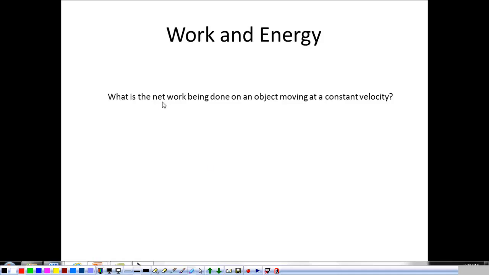So let's think about net work being done on an object that's moving at a constant velocity. Before I talk about the solution, I'm going to let you answer: what is the net work being done on an object moving at a constant velocity? Give it 10 seconds.